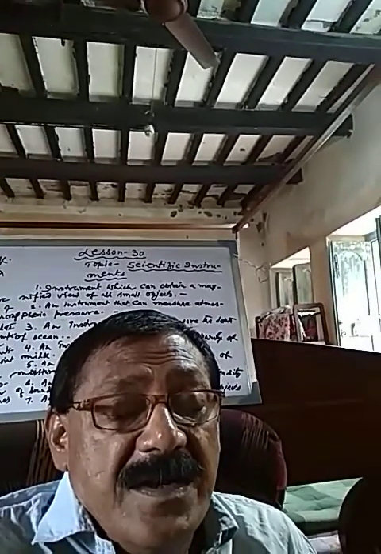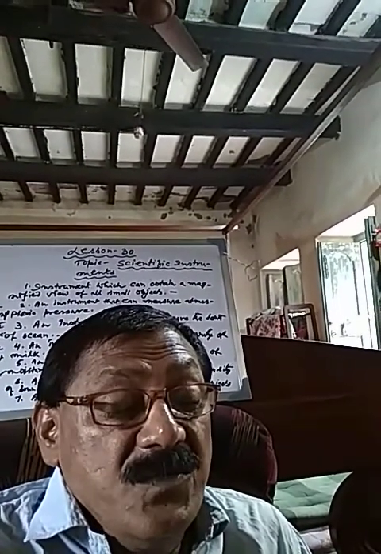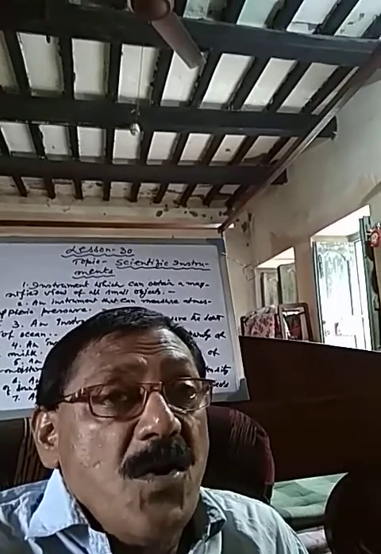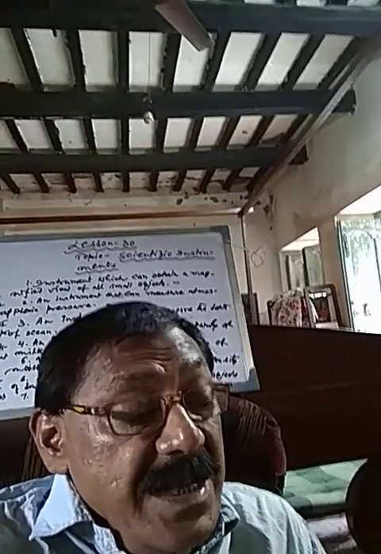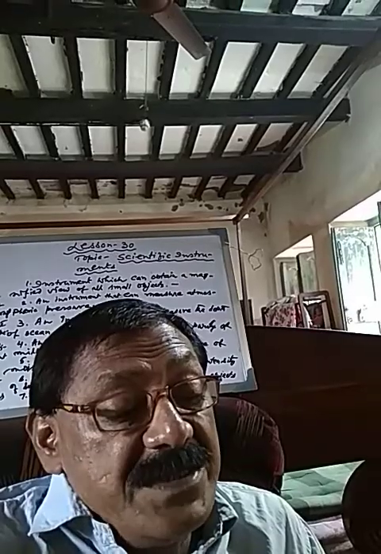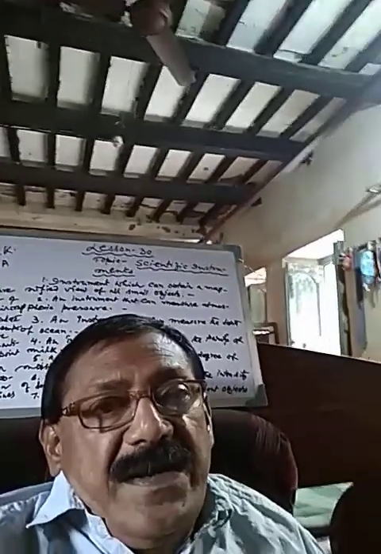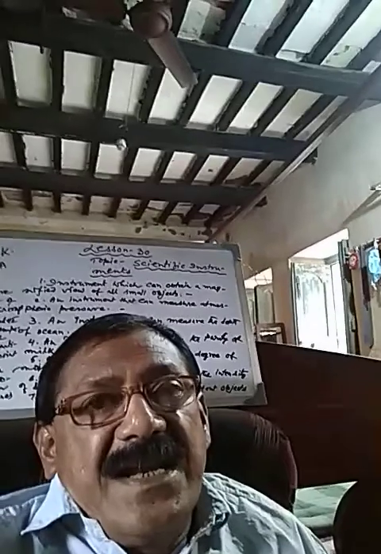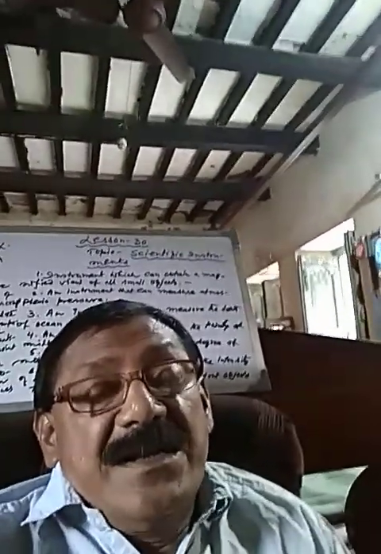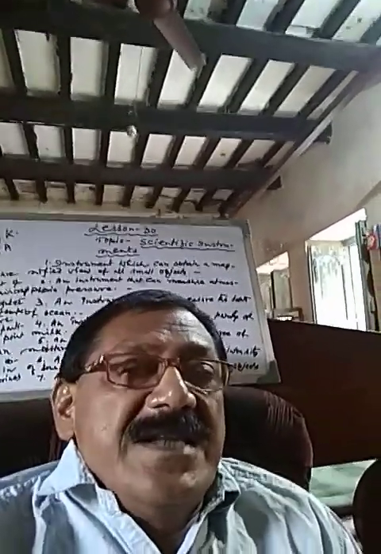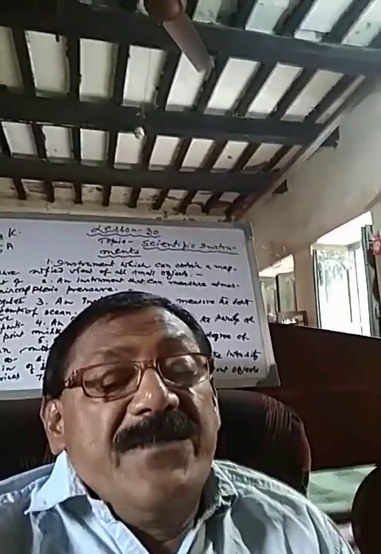Microscope, an instrument through which we can obtain magnified views of all small objects. And second one, name an instrument that can measure atmospheric pressure. What is the name of this instrument? Barometer. Barometer is an instrument that can measure atmospheric pressure.